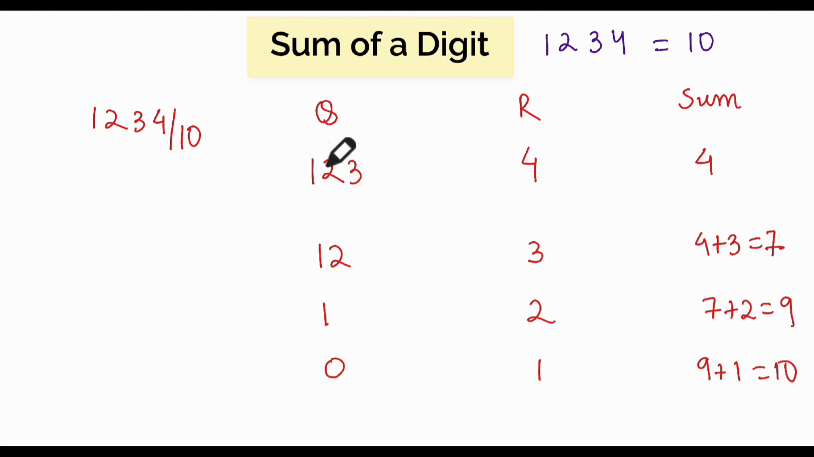We keep on dividing by 10 and we take a quotient, right? Every time we divide by 10, we take a quotient and we keep on adding the remainder, right? That's what we do while summing a digit. Now we have to convert this using a recursion. Okay, so what will you do? Let's try to deep dive on this.